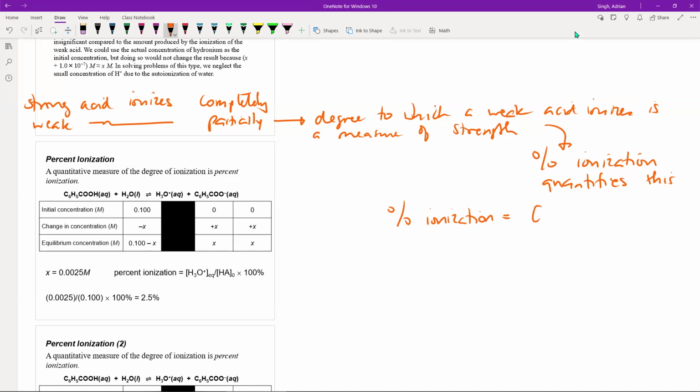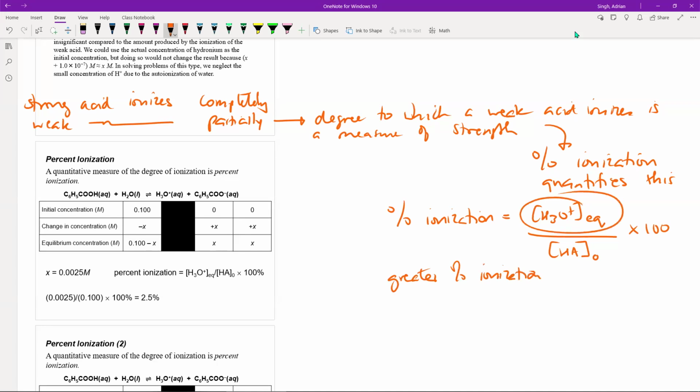the concentration of the hydronium, or the concentration of the protons at equilibrium, that's what the eq means, divided by the concentration of the original acid and its original concentration. You can find that as subscript 0 after the concentration of the HA. This is a percent, so we're going to multiply this by 100. Obviously now, the greater the percent ionization, the stronger the acid is. So greater percent ionization means we have more of the numerator, more of the H3O plus. That means it's a stronger acid.